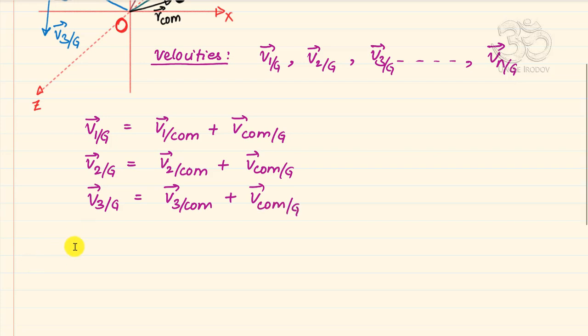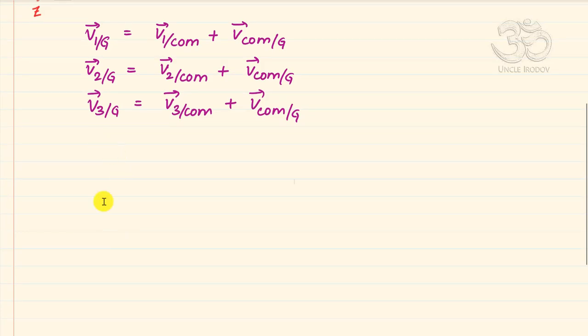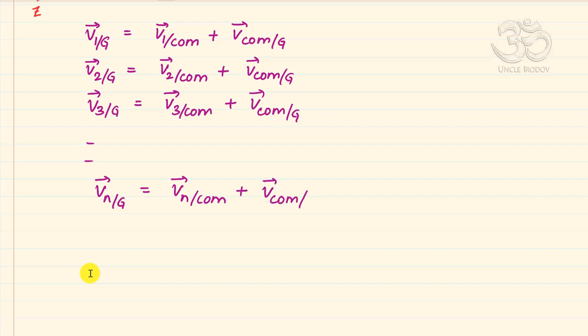So you will have expressions like this filling up the screen here, and I don't want to do that for n terms, so I will just finally say that for the nth term, velocity of nth particle in the ground frame, or with respect to the ground, is velocity of the nth particle in the center of mass frame plus velocity of center of mass in the ground frame.